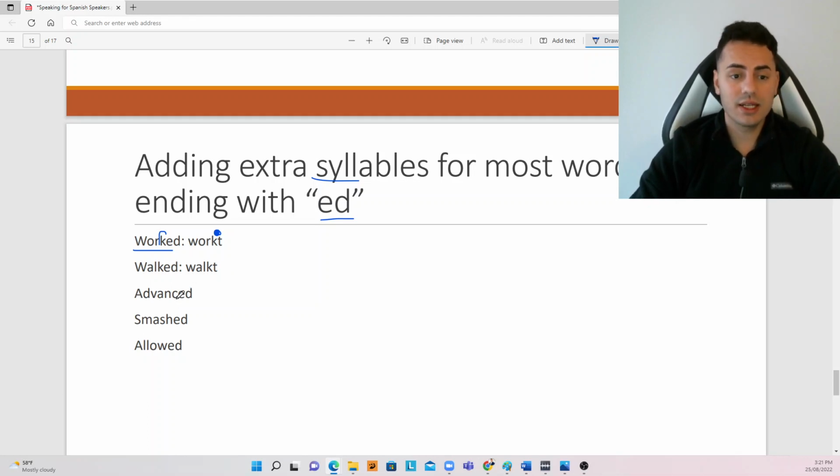advanced, but there is no extra syllable. I can't say "advanced" with an extra syllable. No, it's wrong. Yeah, there is no extra syllable. Or allowed, it's allowed. Smashed, it's smashed.